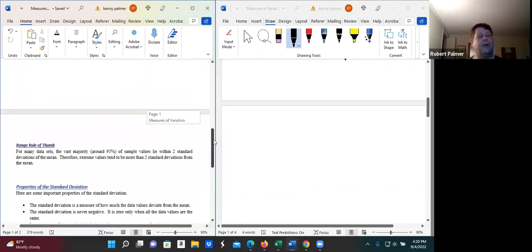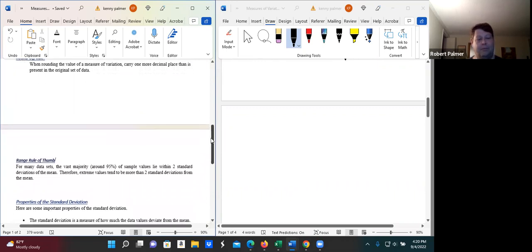And finally, one other concept is called the range rule of thumb. It says that for many data sets, the vast majority of your sample values lie within 2 standard deviations of the mean. Therefore, extreme values tend to be more than 2 standard deviations from the mean. This is a good rule of thumb used to determine what values we think of as extreme, extremely large or extremely small compared to the population. If values are beyond 2 standard deviations of the mean, either above or below, they're usually considered to be extreme.